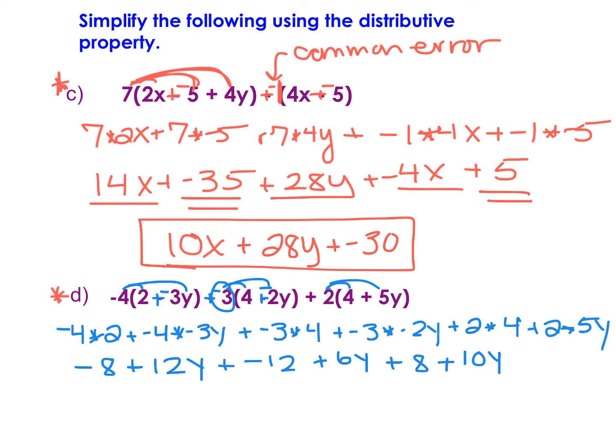So we have a number of things that can be combined together. First, let's take a look at the y's. We have 12y plus 6y, so that gives us 18y plus 10 more, so we have 28y all combined together. We have negative 8 and negative 12. That brings us to negative 20. And then plus 8 more brings us to negative 12.